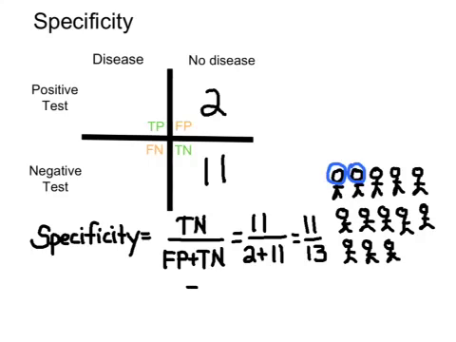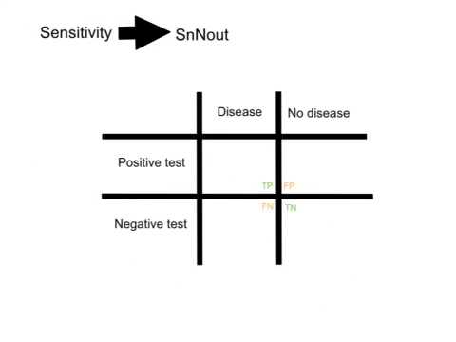So this equals 0.85, which equals 85%. So what that says is there's a specificity of 85%, meaning that among the non-diseased, 85% of the test results were accurate, meaning they were negative. So how would knowing the sensitivity and specificity of a disease help you in clinical practice?